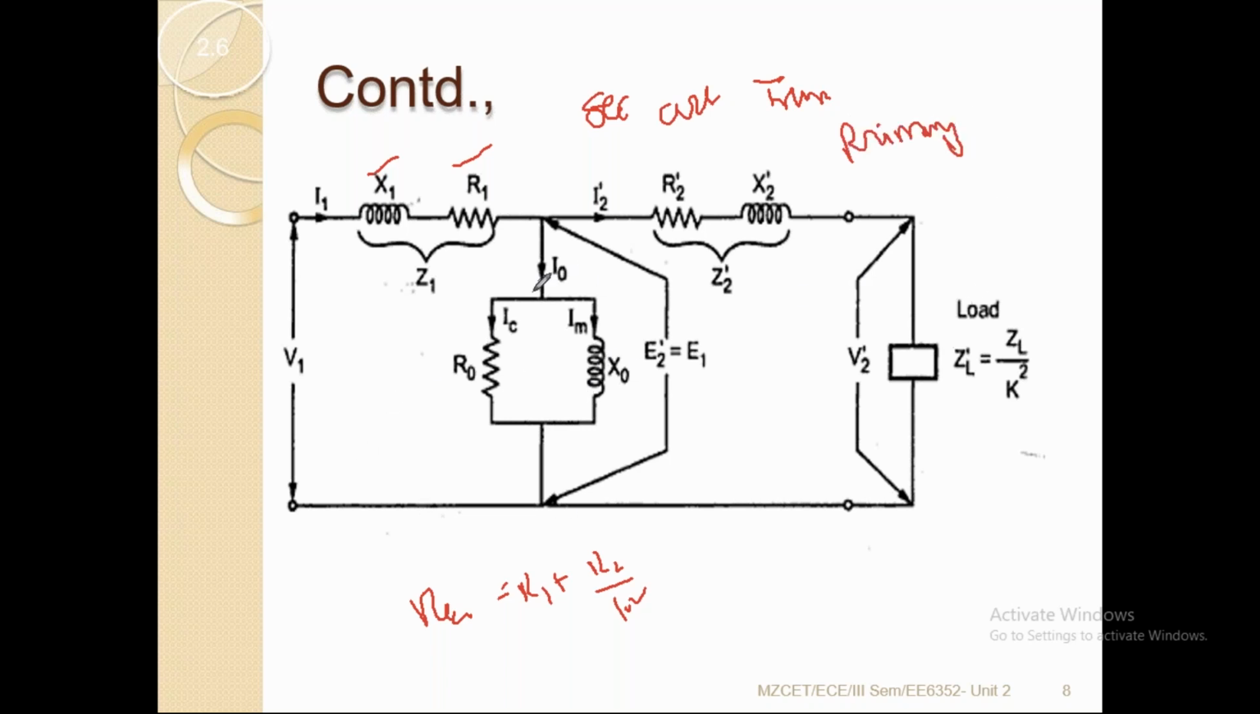So you need to find all these parameters X1, R1, R2 dash, X2 dash, Z1, Z2. So in this case, both induced EMFs are equal. So E1 is nothing but E2 dash, right? That's why I am representing this when secondary is shifted to the primary, and this is the load impedance value. So these are the equivalent circuit parameters when secondary resistance and reactance are shifted and transferred to the primary value.